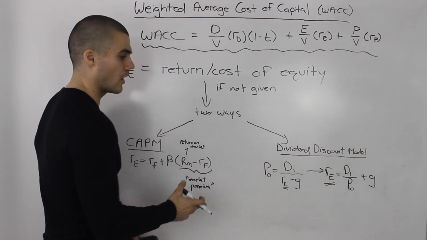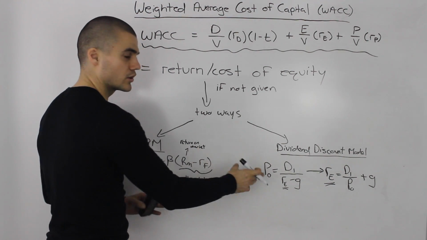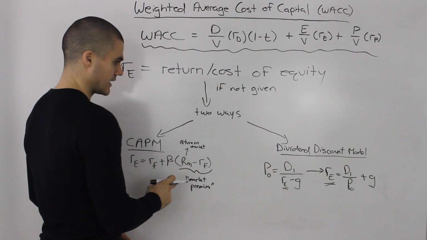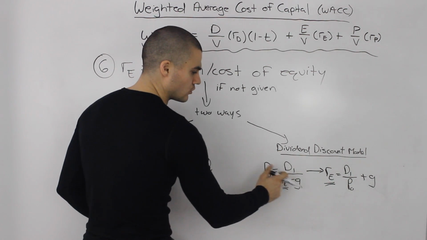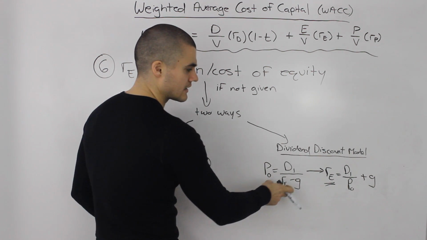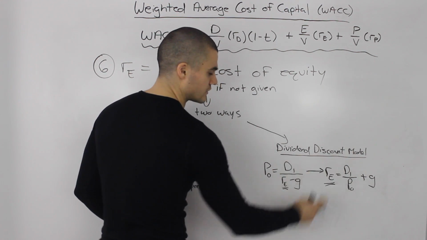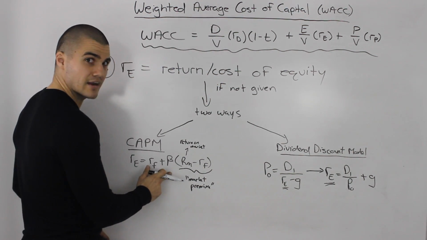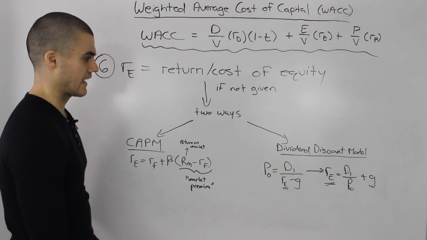The way you can tell which way you're going to use to calculate RE is basically by what the question gives you. If you see the question giving you the price of the stock and the dividends, then you know that usually you're going to have to calculate it using the dividend discount model. If you see a beta in the question, then you know you're going to have to use the CAPM.